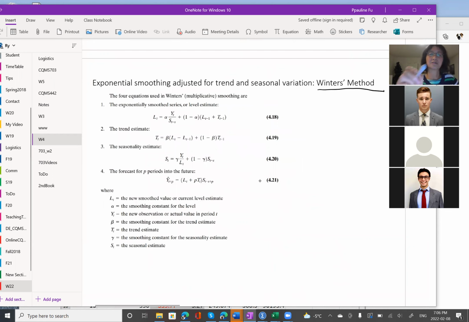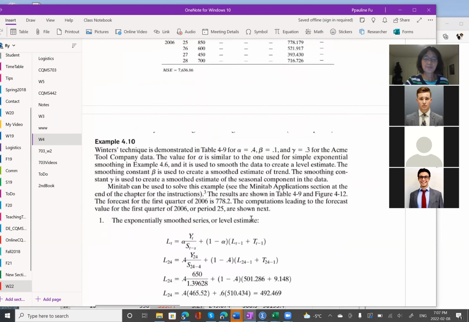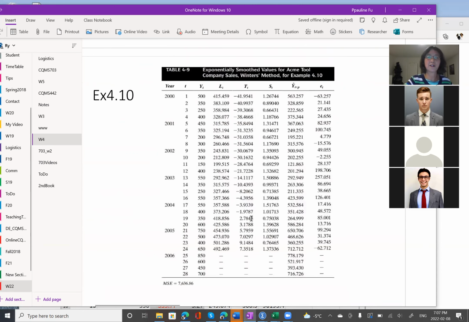Winter's method. Because we are dealing with three dimensions. We are dealing with the level. We are dealing with the trend. We are also dealing with seasonality, S. So we need three major equations. I'm going to use an example to illustrate this one here, table 4.9.